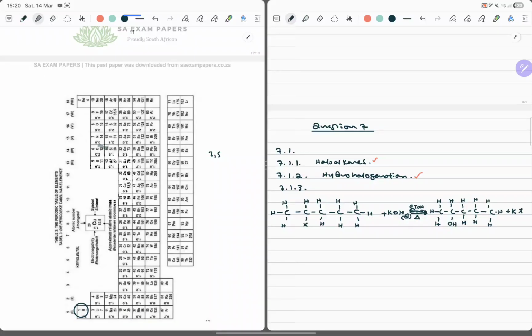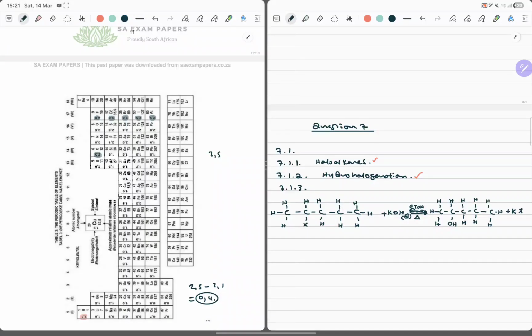Let's focus on the electronegativities. Electronegativity of carbon is 2,5. But do you see these ones range from 2,5 to 2,8, 3 and more, right? And then let's look at the hydrogen one. Can you see it's 2,1? So which one would have the greatest difference? 2,5 minus 2,1 is going to be 0,4.